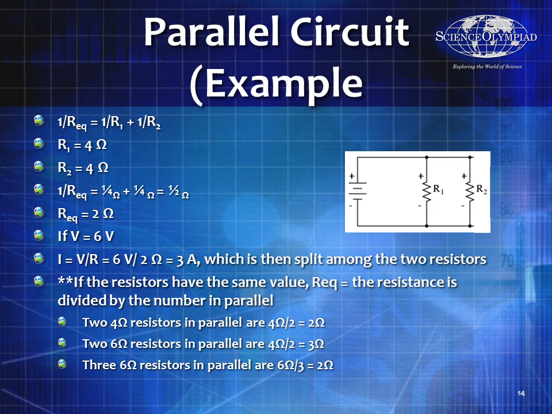Well, there's something to always look for here. If the resistors have the same value, the R equivalent is equal to the resistance divided by the number in parallel. So 2 4 ohm resistors in parallel will be 4 ohms divided by 2, which is equal to 2. 2 6 ohm resistors in parallel is 6 ohms divided by 2, which is equal to 3. And 3 6 ohm resistors means 6 ohms divided by 3, which is equal to 2 ohms.